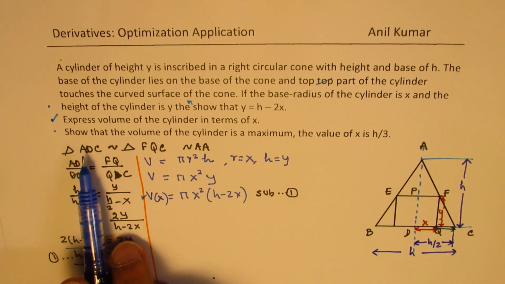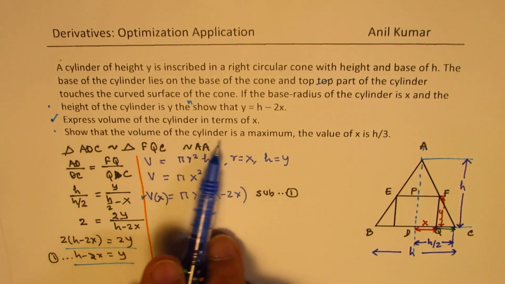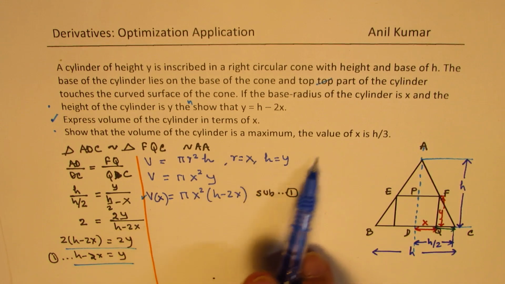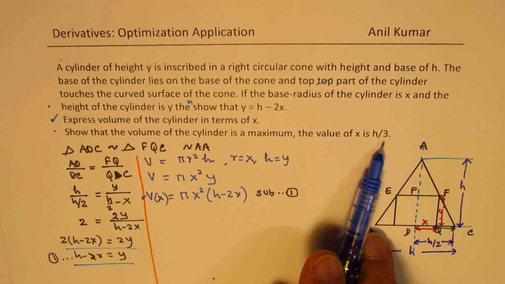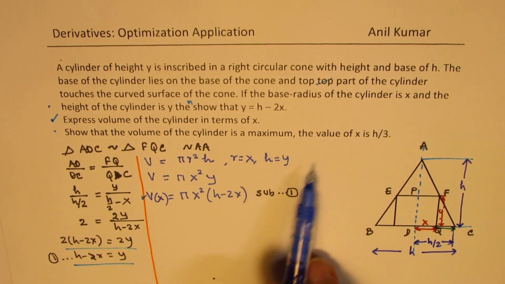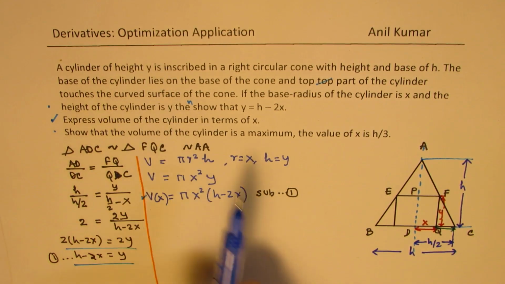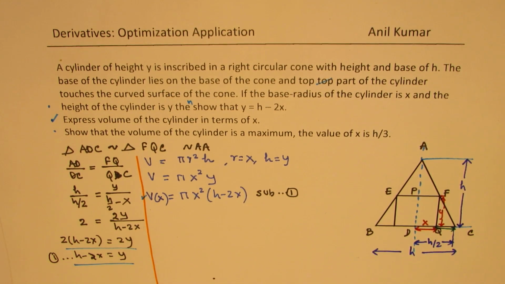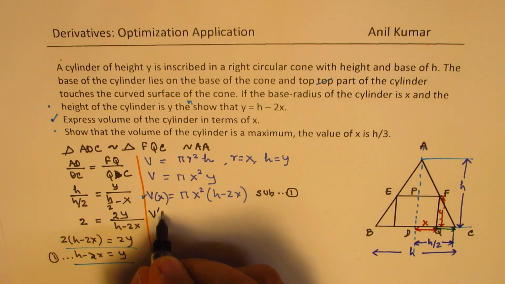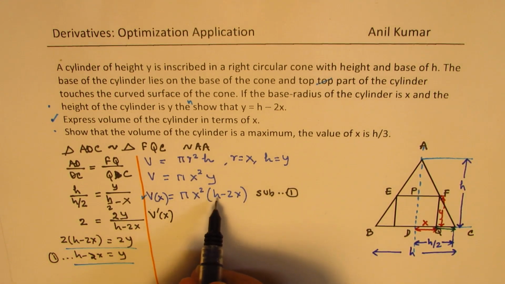Now part 3 is we need to show that the volume of the cylinder is a maximum when the value of x is h over 3. Now, to show the maximum, there are a couple of ways to do it. If we use calculus, we can find the derivative, right? So let's find the derivative of this function. So the derivative, we know h is a constant.